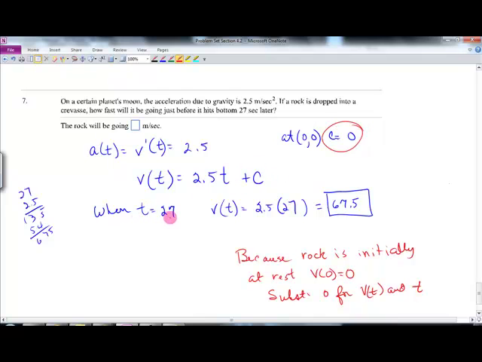When t is 27, go ahead and plug your 27 in there, multiply it by 2.5, and you get 67.5, because that's what we're asked to find. All right, so I think that will get you going on 4.2.